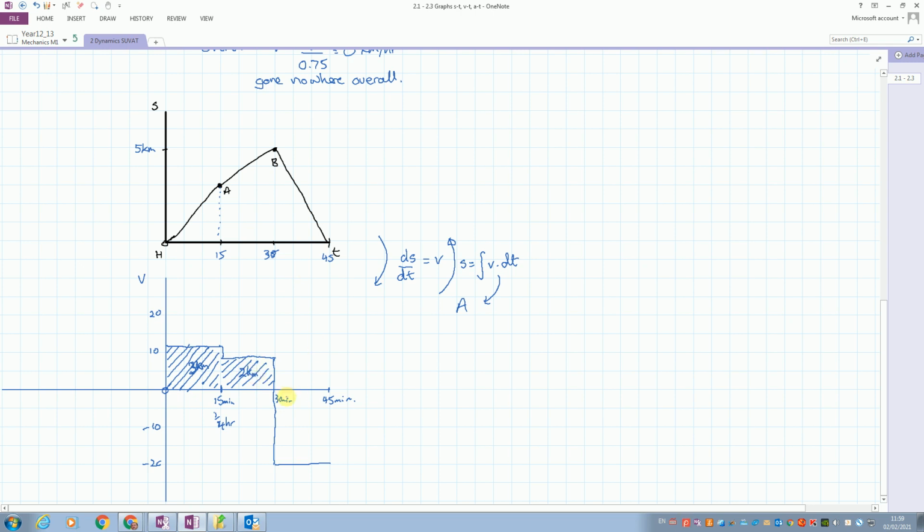And my journey back, I've got a minus 20 times 0.25 gives me minus 5 kilometres. So the area under a VT graph is the distance covered.